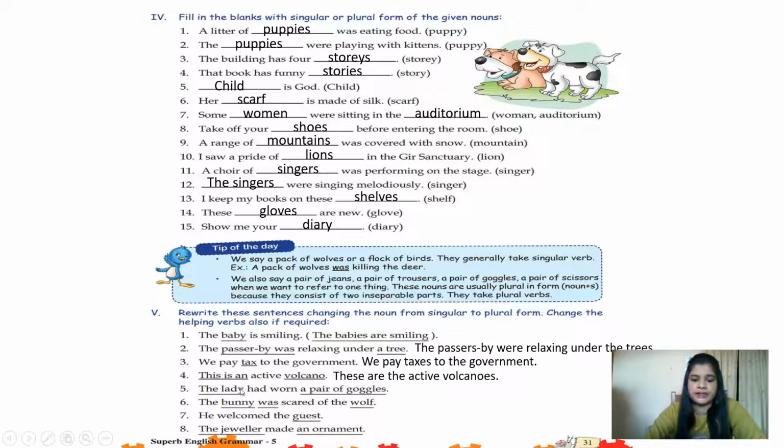Now, the lady will change into the ladies had worn. Okay, a pair of goggles. Children, a will change into the and pair will change into pairs. So the ladies had worn the pairs of goggles.